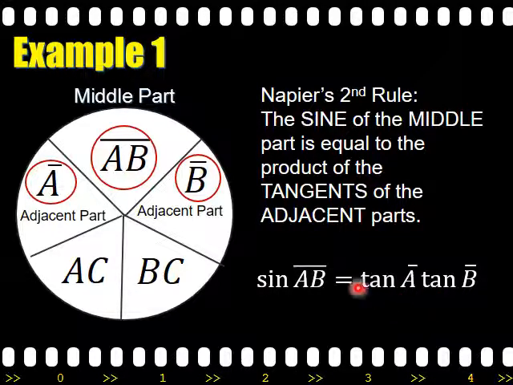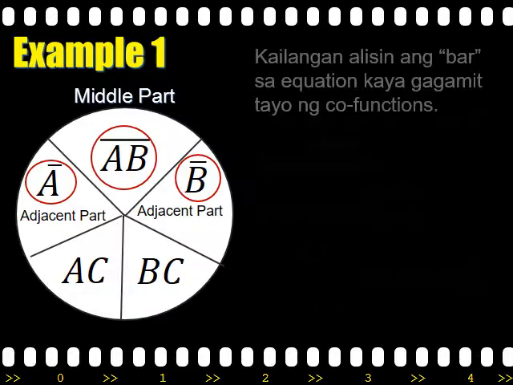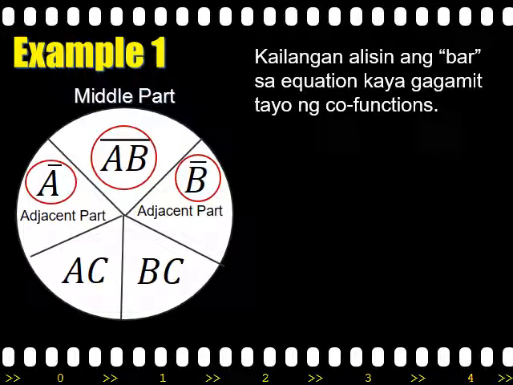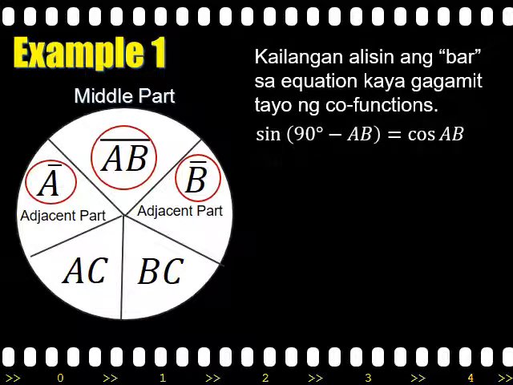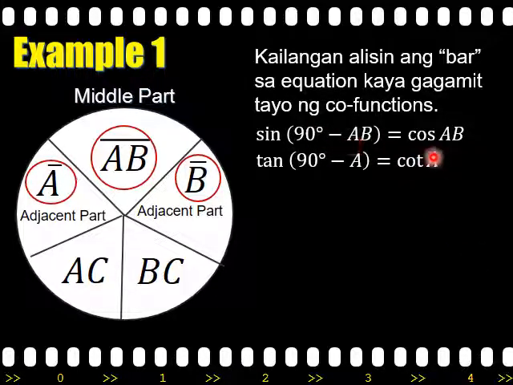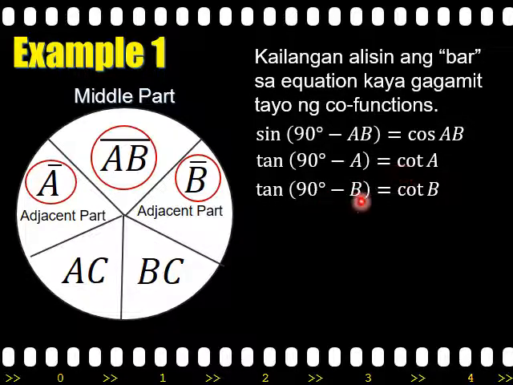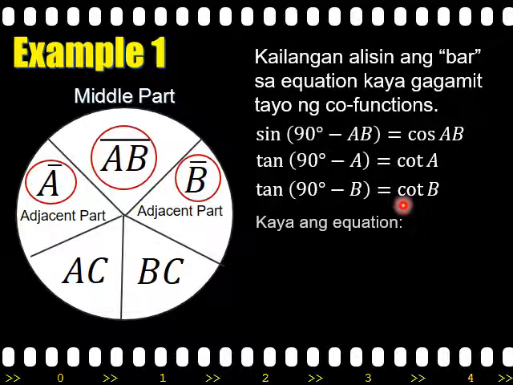Okay, so medyo masaya to kasi tatlo yung bars niya. So katulad ng ginawa natin sa first rule, ang goal natin is tanggalin natin yung mga bars, okay, and then gagamit tayo ng cofunction. So, kailangan alisin ang bar sa equation, kaya gagamit tayo ng cofunctions. So, ito na yon. So, yung sine 90 degrees minus AB is just equal to cosine AB, and then yung tangent 90 degrees minus A is just equal to cotangent A. And then yung tangent 90 degrees minus B is just equal to cotangent B.